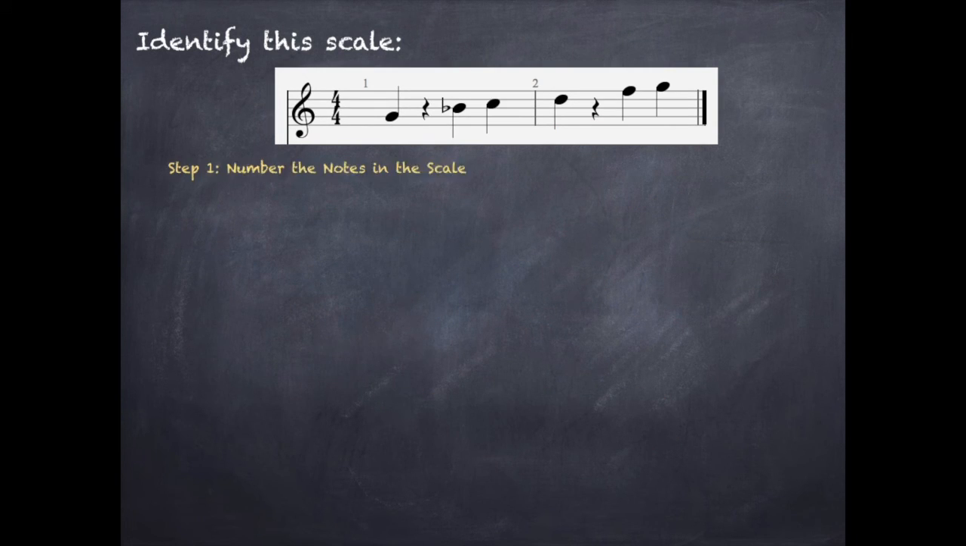Try this scale. First, number the notes in the scale from 1 through 8. Notice how there's no 2nd or 6th note? Just keep that in mind and we'll refer to that in a minute. Step 2, identify the tonic note. Yet again, this is a type of G scale.